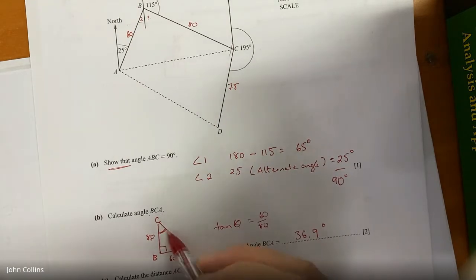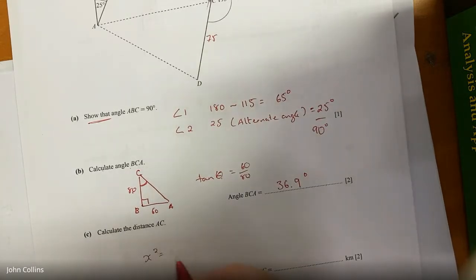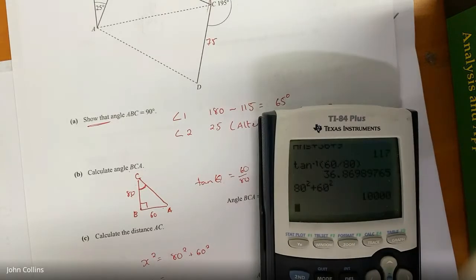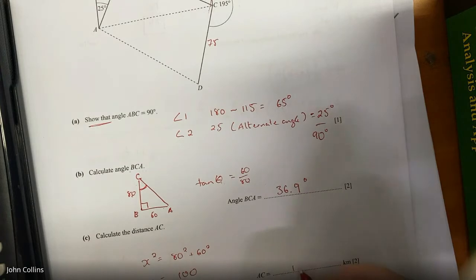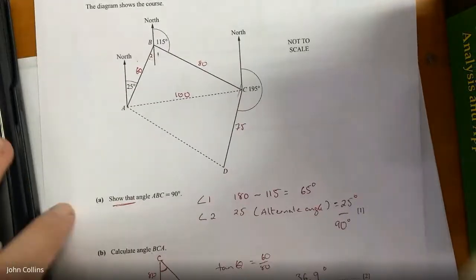Calculate AC then, which is this distance here. You can do this a number of ways. Pythagoras' theorem strikes me as maybe the easiest. 80 squared plus 60 squared, and just make sure we get 100 when we square root. We do get 100 when we square root. Okay, so I think x is 100. All right, AC is 100. Cool. So that's 100 on my diagram. All right, let's move along.